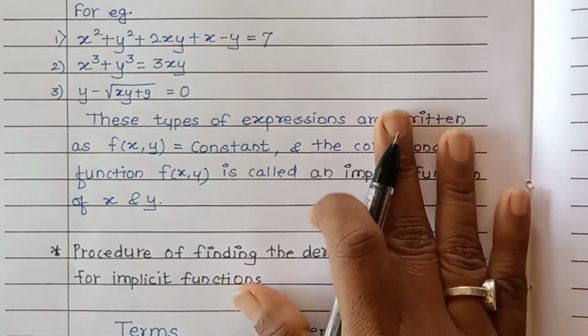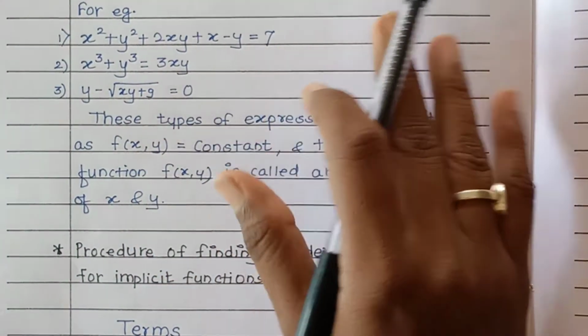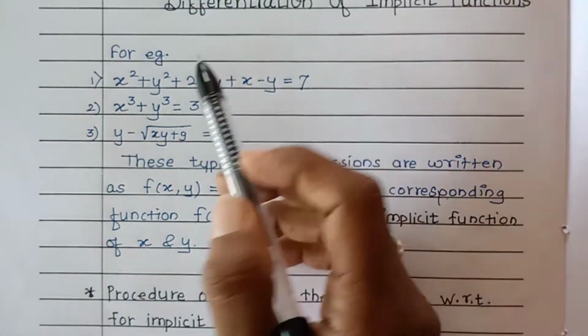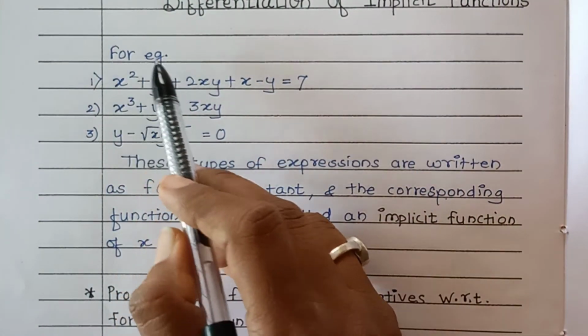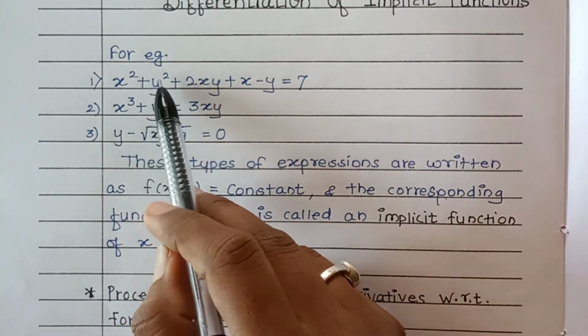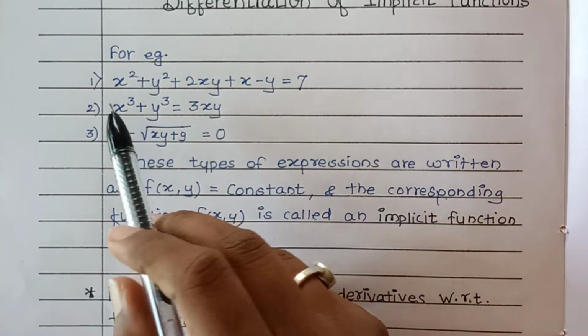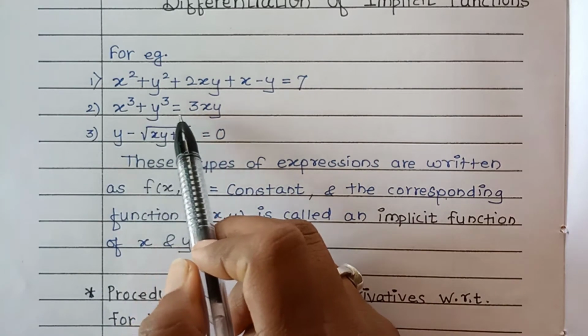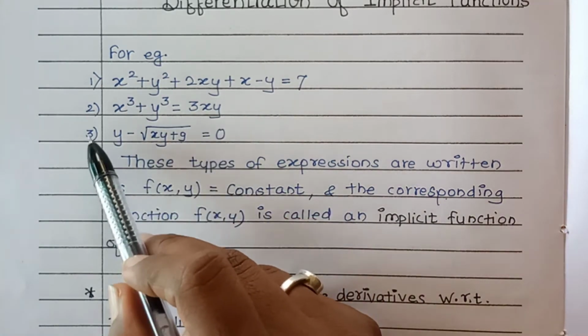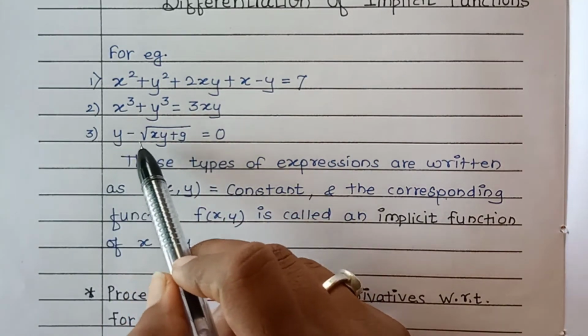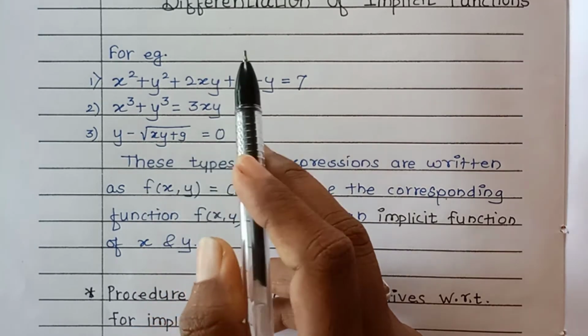In this lecture, we are going to study the differentiation of the implicit function. So see, here some examples are given. x square plus y square plus 2xy plus x minus y is equal to 7. Then x cube plus y cube is equal to 3xy. And the third example is minus under root of xy plus 9 is equal to 0.